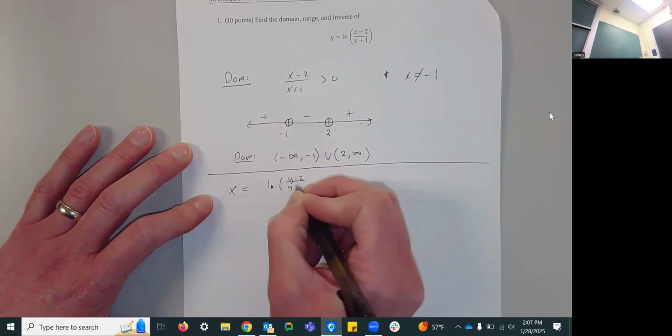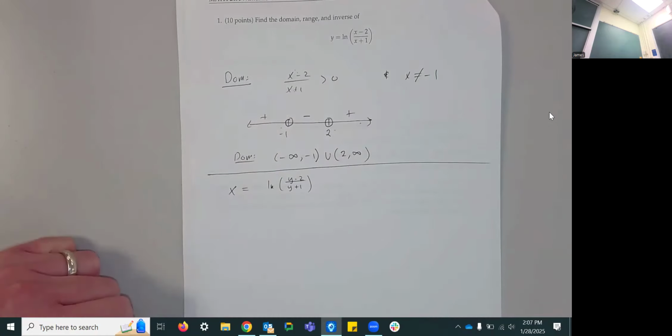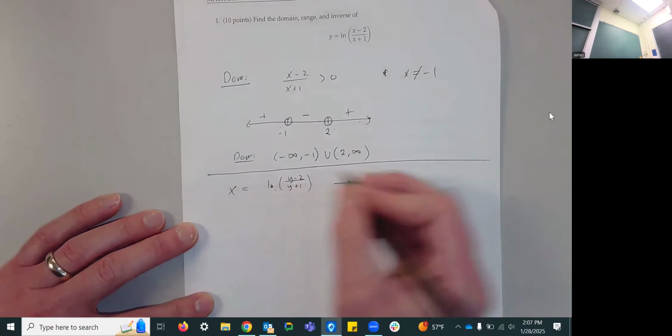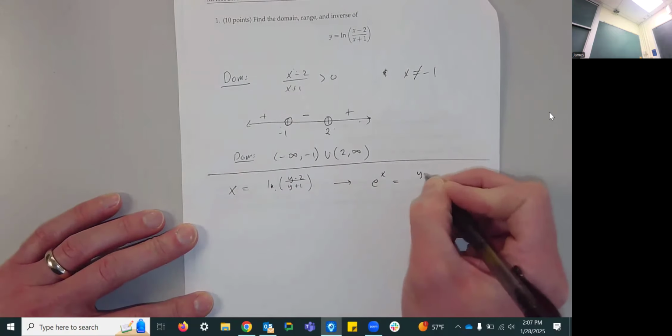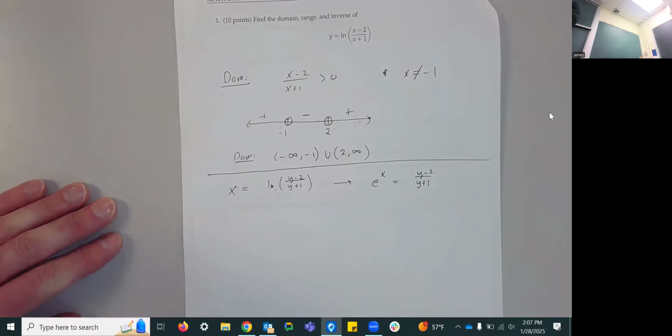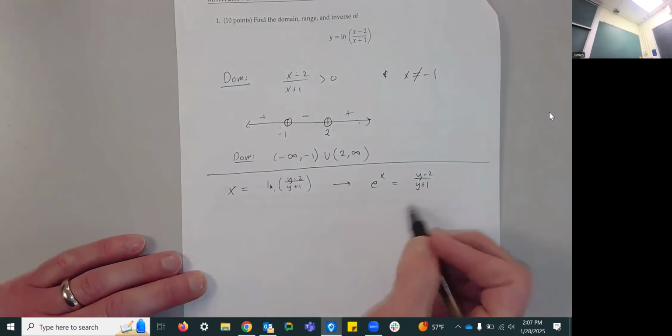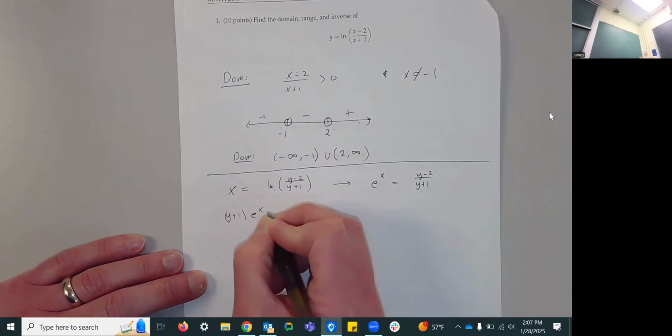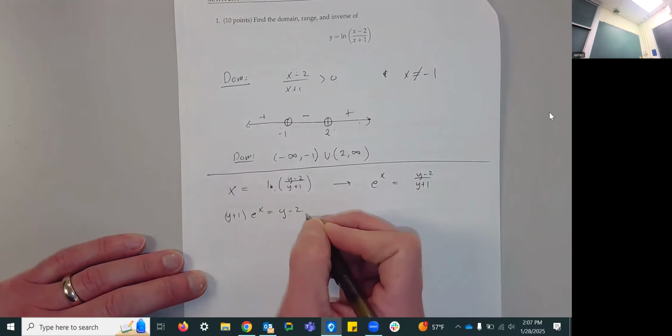We do have to be able to go from this logarithmic expression to an exponential expression. So we know our base is e, our power is x, and it's equal to (y minus 2) over (y plus 1). Multiply both sides by y plus 1. We have (y plus 1) times e to the x equal to y minus 2. What's our goal here? We get y by itself, right?